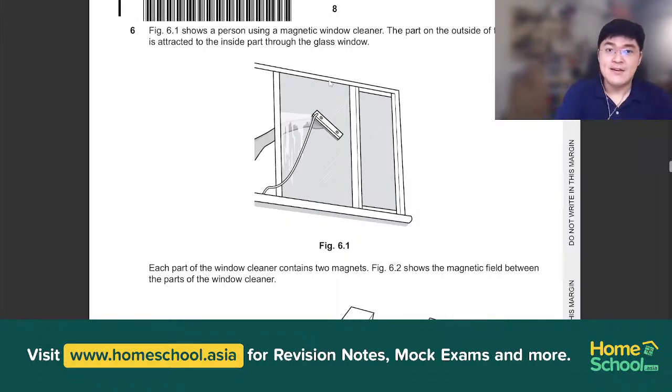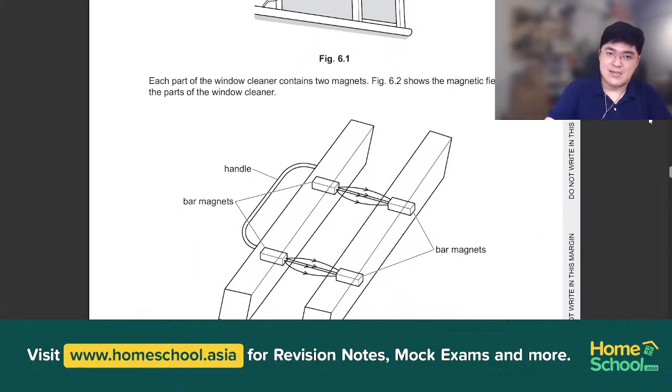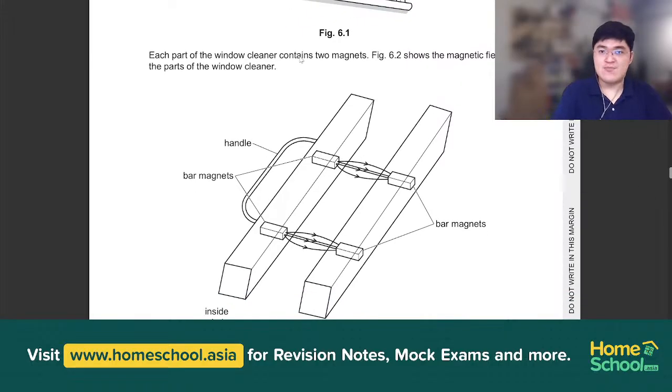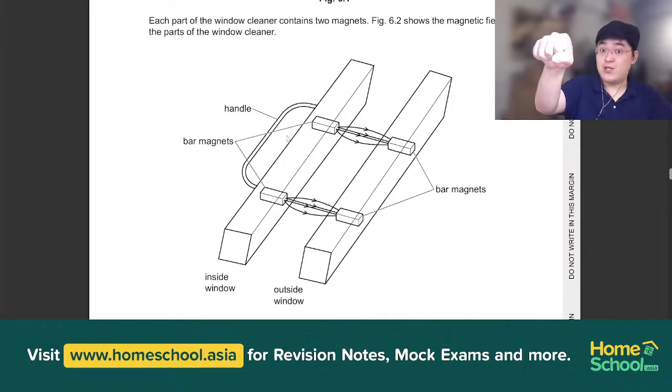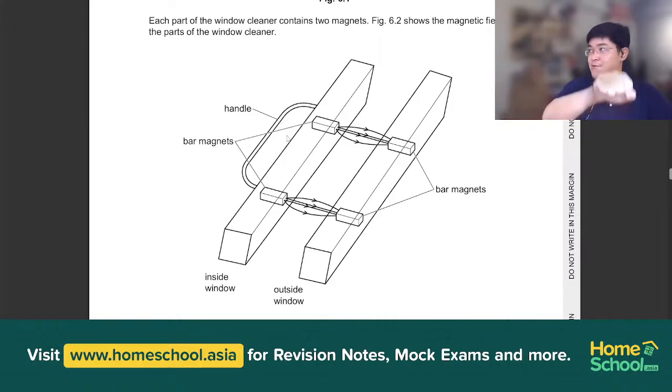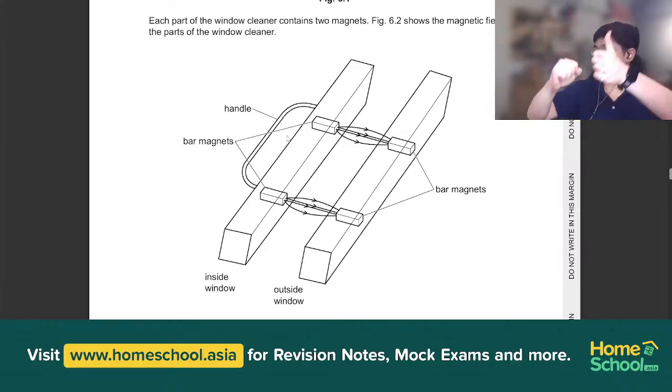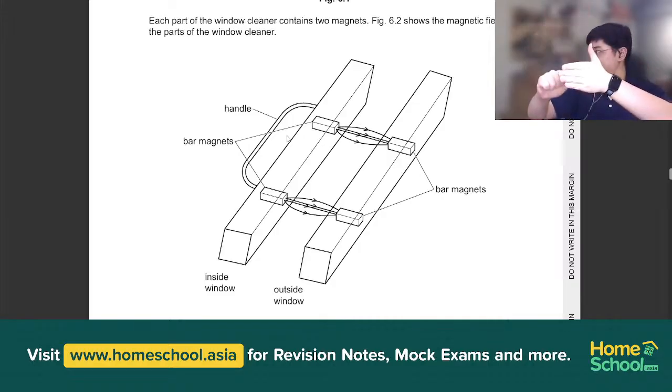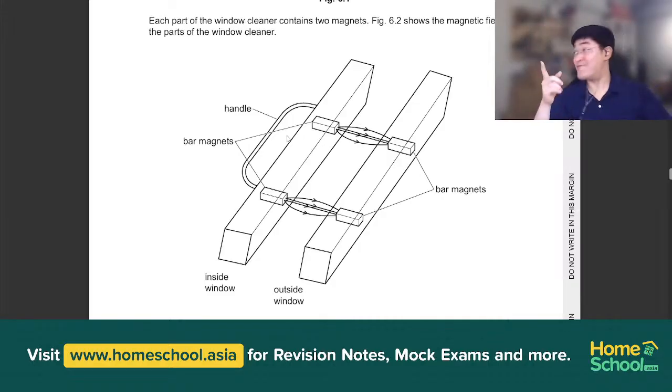All right, so question 6, we show a person using a magnetic window cleaner, and the part outside of the window is attracted to the inside part of the glass window, and it looks something like this. Each part of the window cleaner contains 2 magnets, and it's shown in 6.2, the magnetic field between the parts of the window cleaner. So as you can see, the handle is here for you to hold on to, and when you move it around on the window, the other part will also move around with you. So you just need to attach a piece of cloth underneath, and then the cloth outside will do the cleaning of the window, right? Pretty smart, yeah?